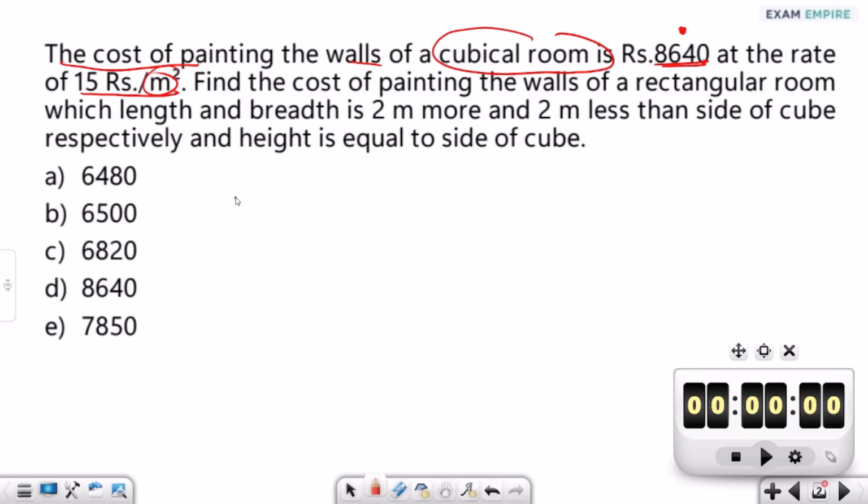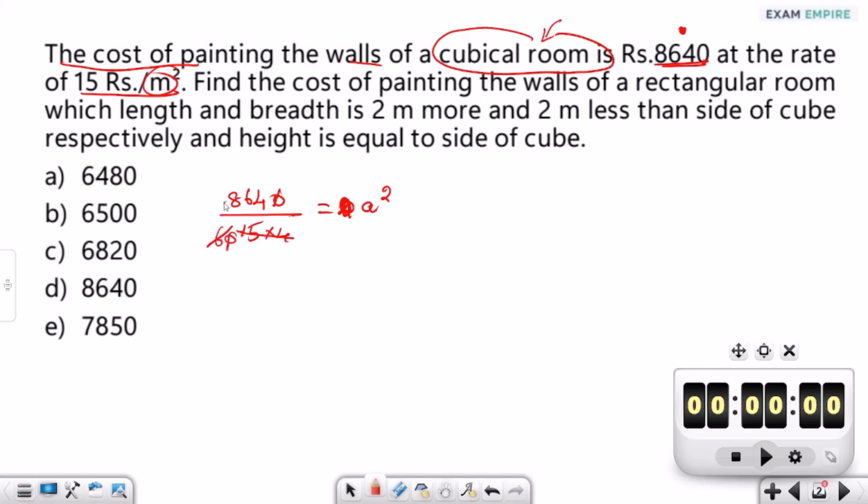8640 divided by 15. So this is nothing but the area of four walls. So here it is a cubical room. So what will be the formula for the area of four walls, which is 4a square? So 4a square. So what we are going to do, we are going to take this 4 down, and we will solve it. So 15 into 4, 60. So 0 and 0 will get cancelled.